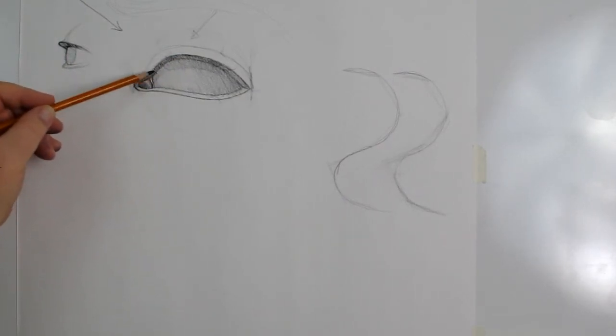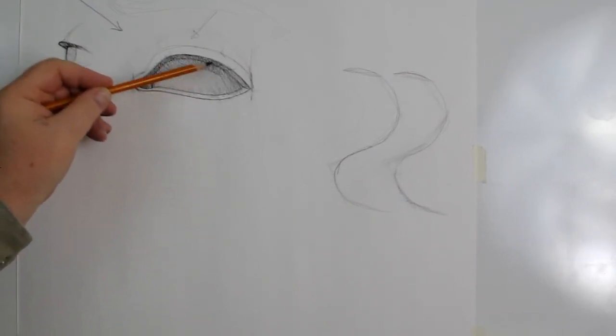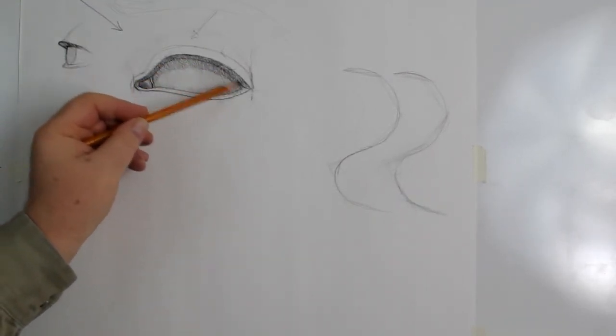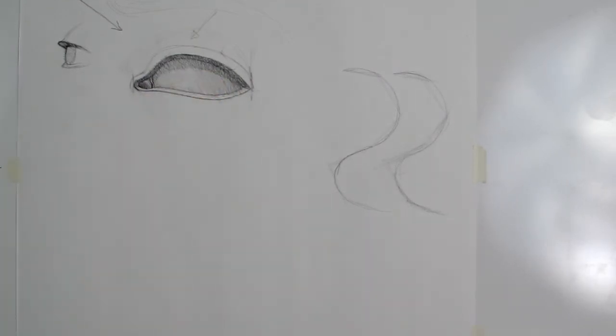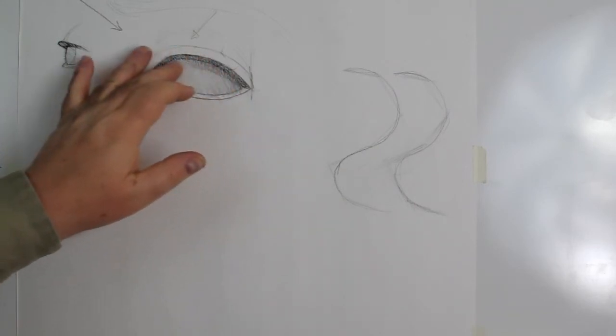and this cast shadow, since this is a round object, is going to wrap around the white, the sclera of the eye. The sclera meaning the white part of the eye.